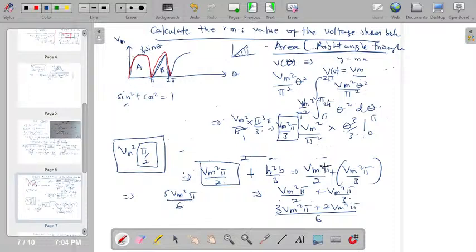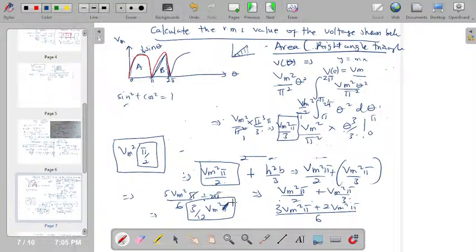Then we come to divide this by our period. The period for this entire function is from 0 to 2 pi, so it's 2 pi. So I'll divide this by 2 pi. And this now becomes 5 out of 12 vm squared pi. So 5 out of 12 vm squared pi is what we've got. Then, when I divided by 2 pi, I have to cancel this pi away.